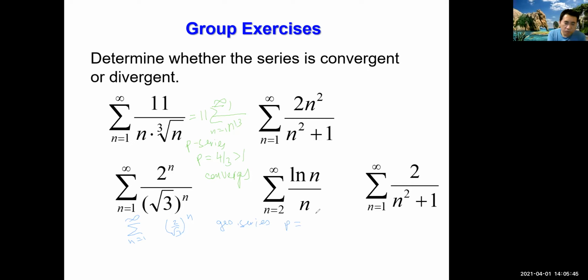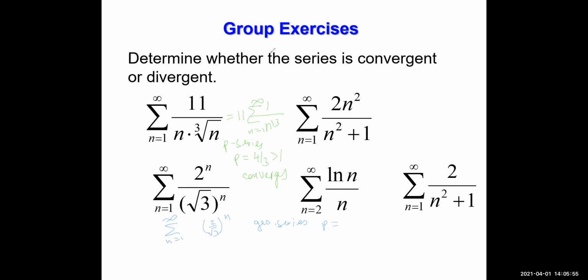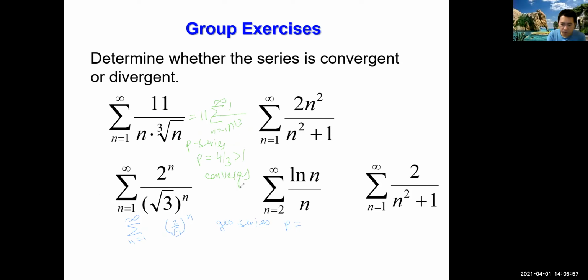Sorry, I'm saying geometric series. For a geometric series, we look at the common ratio r. The common ratio is 2 over root 3, but the absolute value of r is more than 1. So the series diverges.